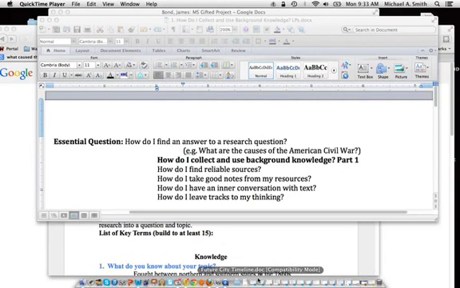What I'm going to do today is to answer the essential question, how do I find an answer to a research question? The subtopic question would be, how do I collect and use background knowledge? For my purposes, I'm going to give an example today and use: what are the causes of the American Civil War? My question is a focus to my research.